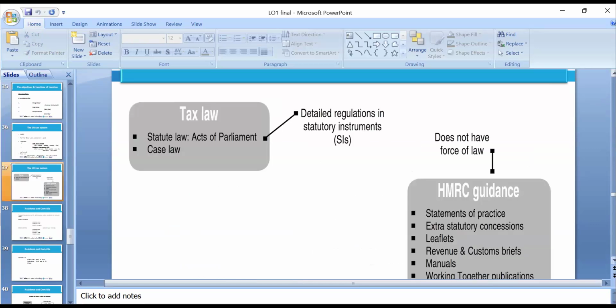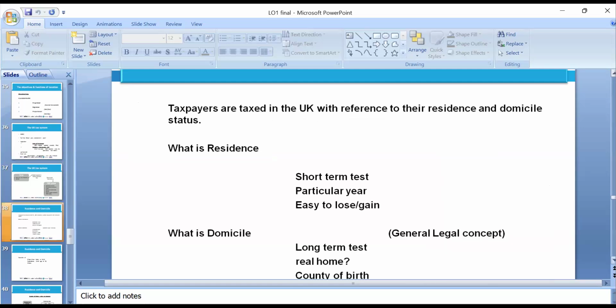So the sources of tax law are statute, which is an Act of Parliament, and case law. Others do not have the force of law: statements of practice, extra-statutory consultation, leaflets, and the Revenue and Customs manuals. Next, what is residency, the short-term test?